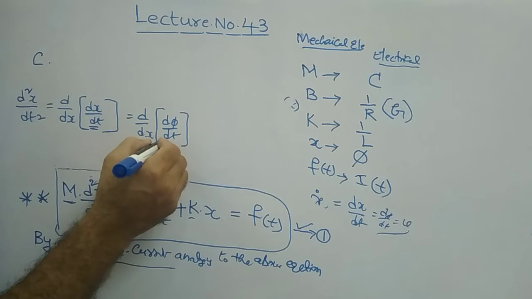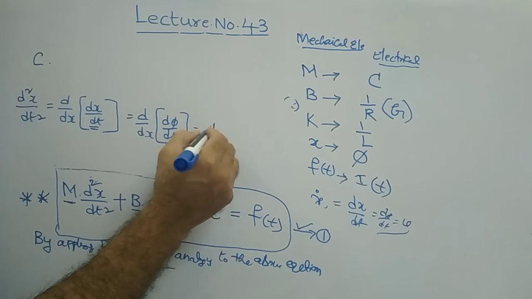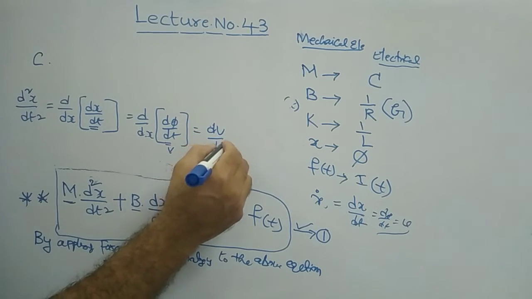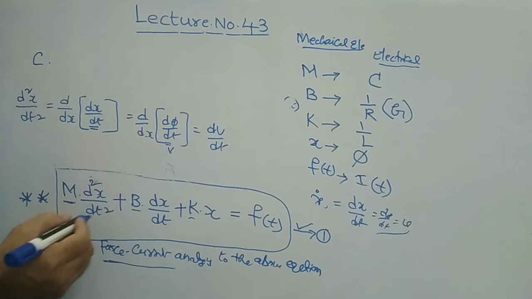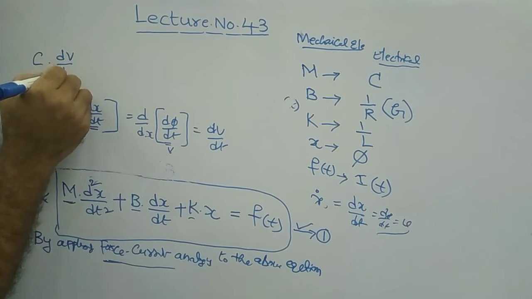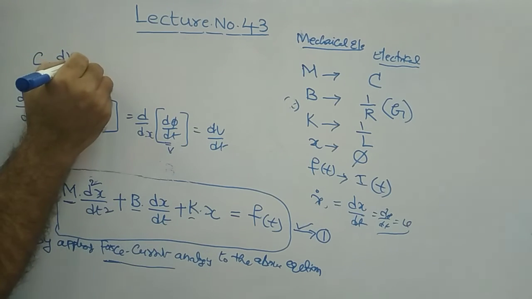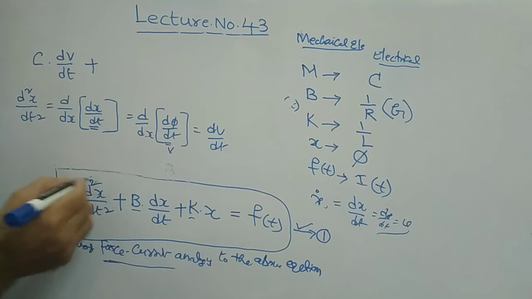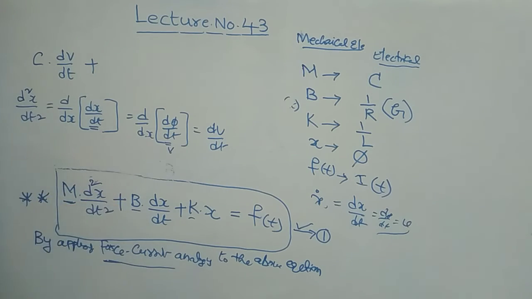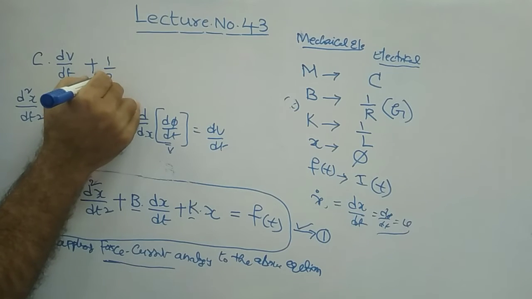d phi by dt is nothing but V. Therefore, in place of this, you can write V. Therefore it is dV by dt. Therefore, d square x by dt square is nothing but dV by dt. Clear? Therefore, this entire part is now C into dV by dt. Very simple, no? Plus, this is completed. Now, what is B? B is nothing but 1 by R.